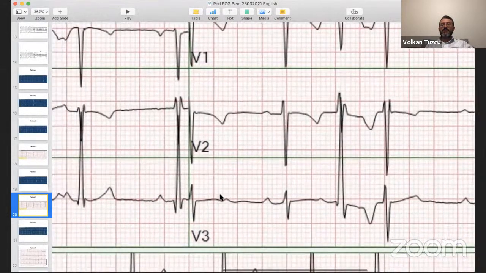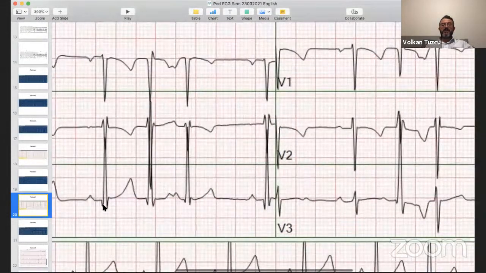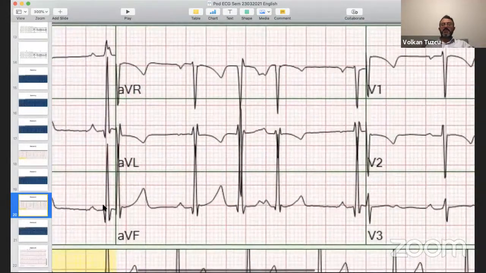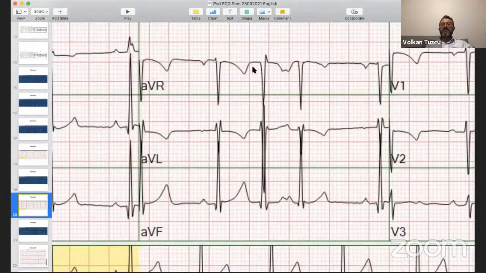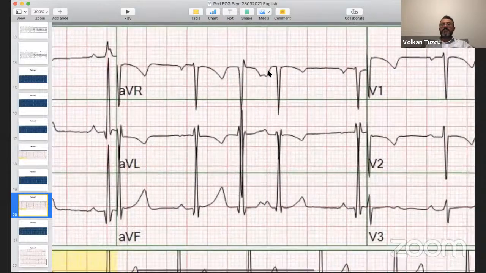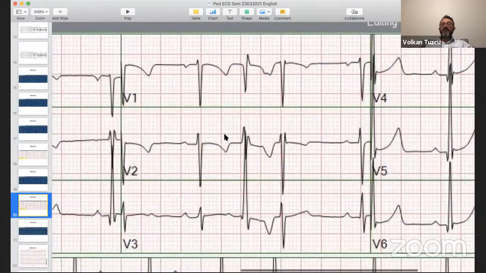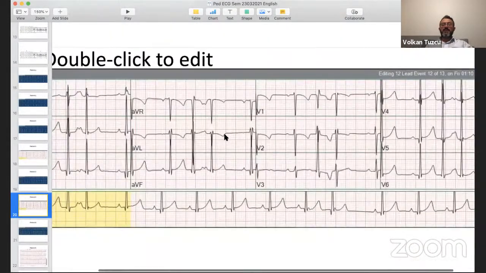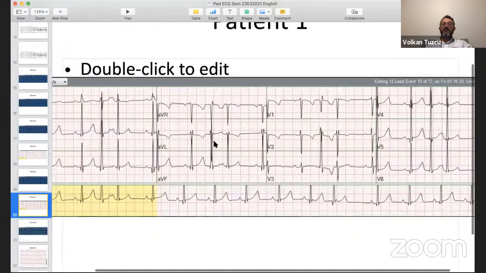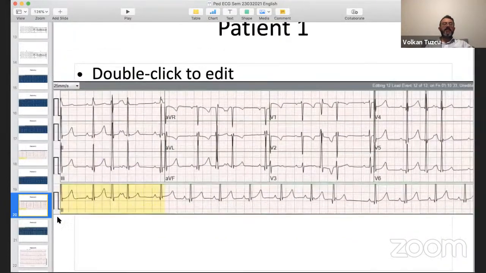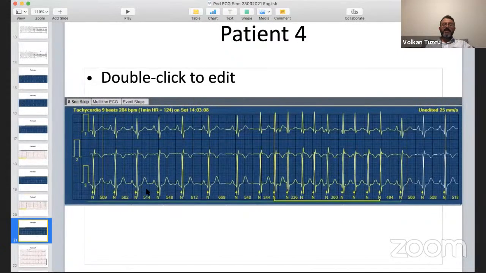And not all leads can represent this. For example, in the inferior leads, it doesn't look that wide, right? In aVR, it looks a little bit wider, and the precordials look a little bit wider. So it doesn't have to be really wide to be a PVC. As long as it's not like the baseline QRS and a little bit wider, this is enough, okay?